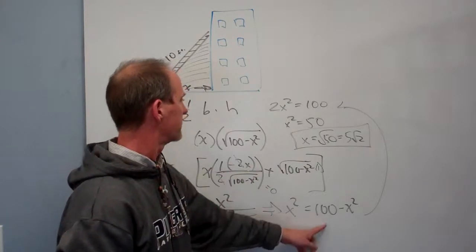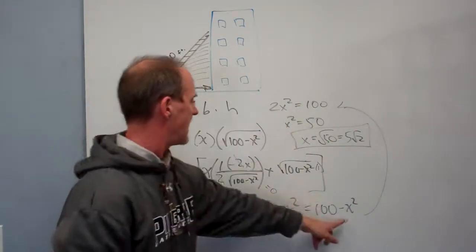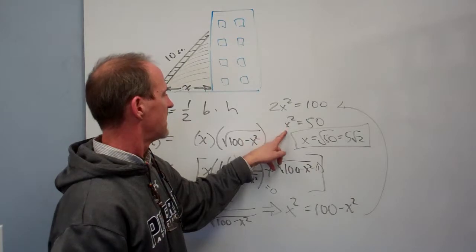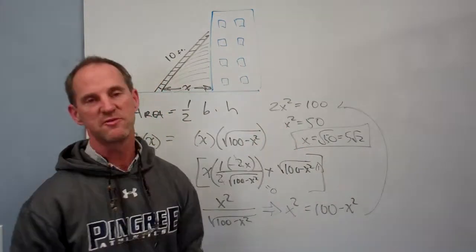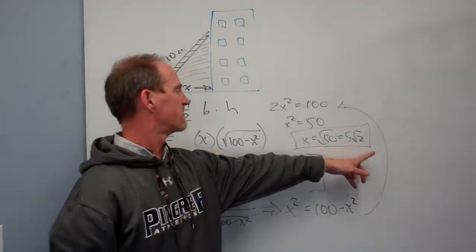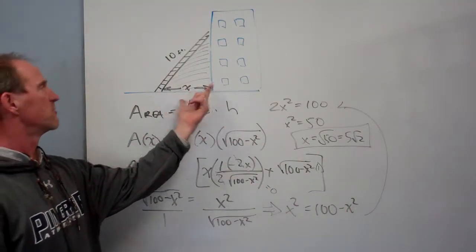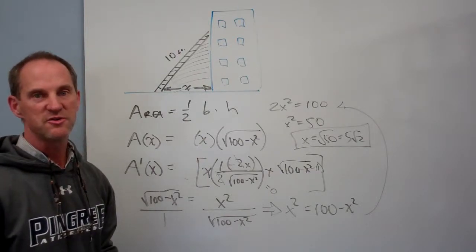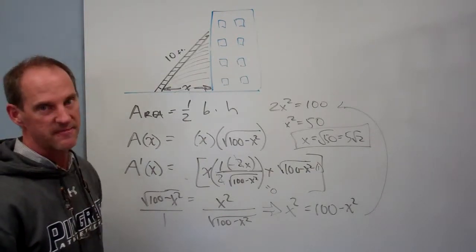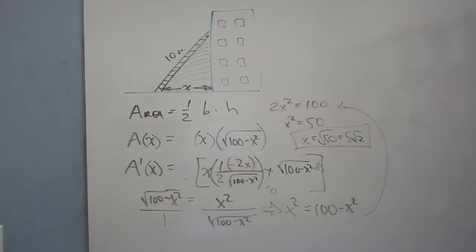I just ran out of space, so I moved it up here, add x squared to both sides, and then I solve, and I get x is equal to the square root of 50, or 5 radical 2. That makes a lot of sense because both of these then will be 5 radical 2, which is what we expected. Okay? Simple little problem, good illustration.